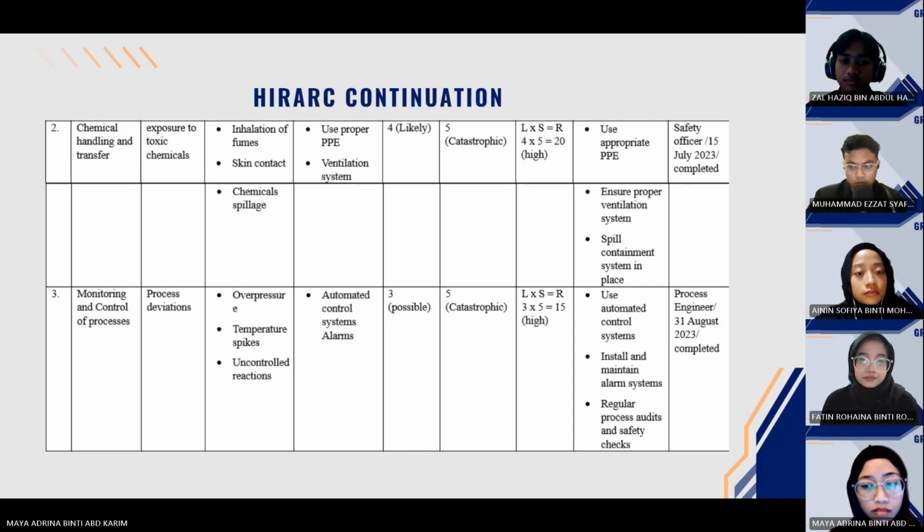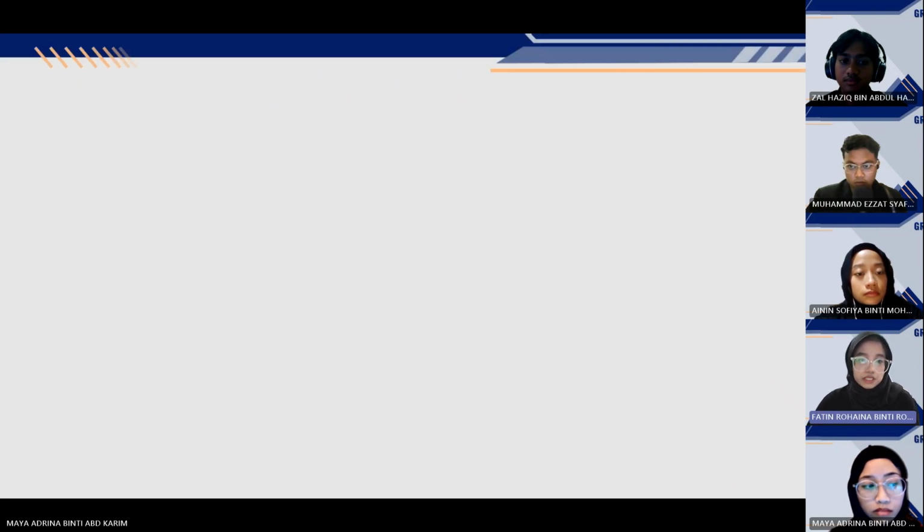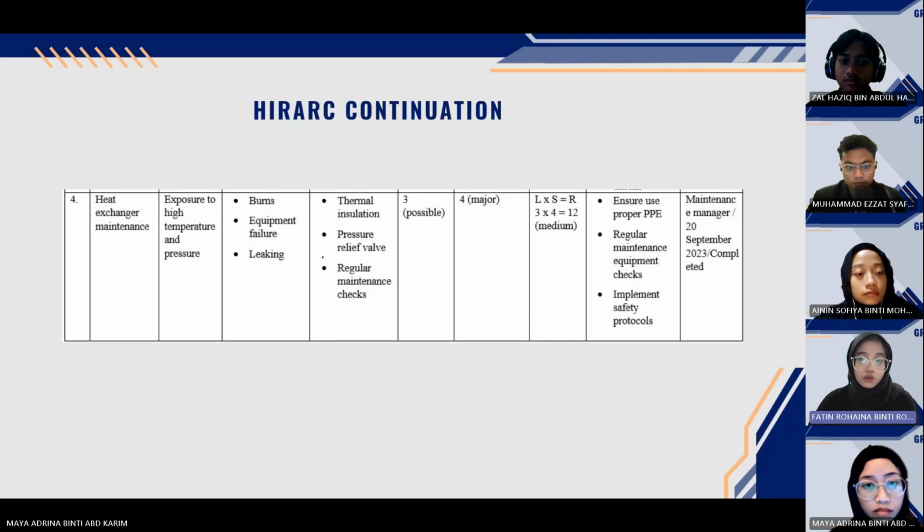Next slide. Finally, we examine the heat exchanger maintenance, where exposure to high temperature and pressure is the main hazard. This hazard can cause burns, equipment failure, and leaking. Our current controls include thermal insulation, a pressure relief valve, and regular maintenance checks. The likelihood is rated at 3 and the severity at 4, resulting in a medium risk score of 12.